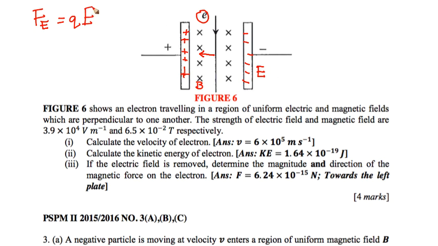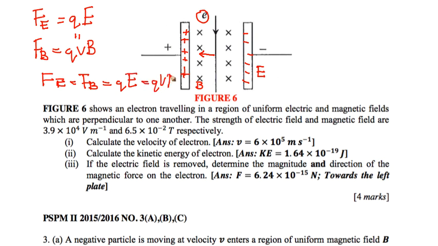QE, right? This is chapter 2. And the magnetic force, because you have a magnetic field here, acts on the electron and is given by QVB, and this is the same value here. So F_E is equal to F_B, so QE is equal to QVB.